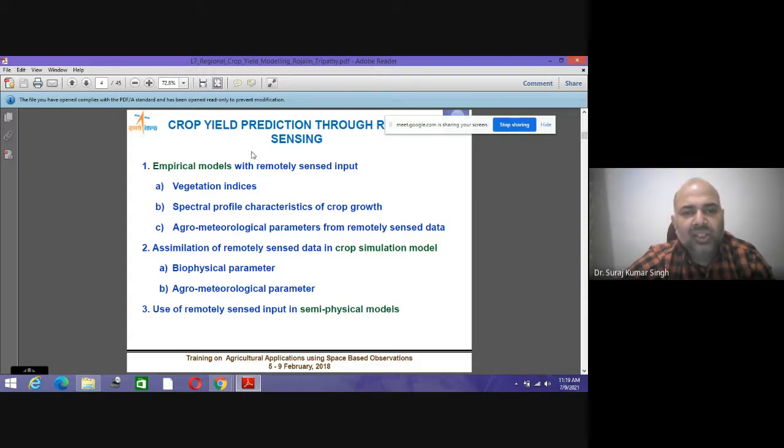So for crop yield prediction through remote sensing, first we'll be developing some empirical models using remote sensing and GIS. Generally the models that we are using in remote sensing are vegetation indices. Whether you talk about NDVI, that is the most popular index that the farmers or the governments are regularly creating for different kinds of health and crop growth modeling for vegetation analysis. Then you have got spectral profile characteristics of the crop growth.